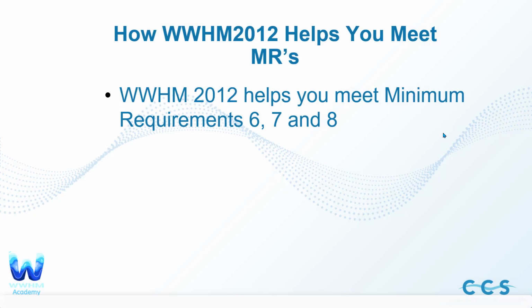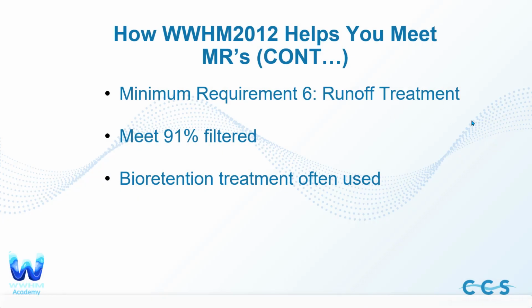So how can WWHM 2012 help you meet those minimum requirements? I'm going to get into that here. The first one we're going to look at is minimum requirement number 6, which is runoff treatment. It's not the one we're going to do the modeling scenario on, but minimum requirement number 6. What we're trying to do in WWHM 2012 a lot of the time is meet 91% filtered for that certain runoff treatment. And we often use a bioretention facility to do this. You want to meet that 91% filter. We have other elements in the software that can also meet that 91% filter to keep the water clean and keep the water quality upkeep.